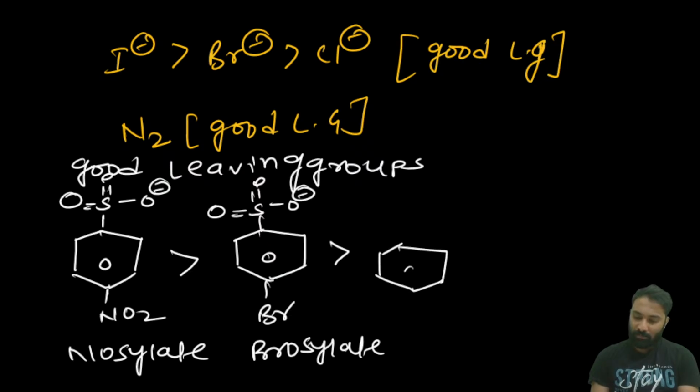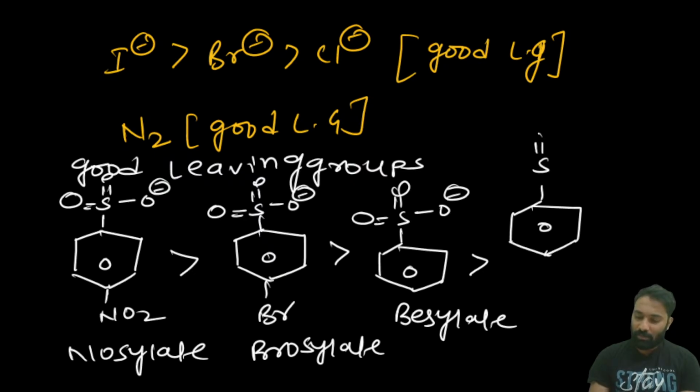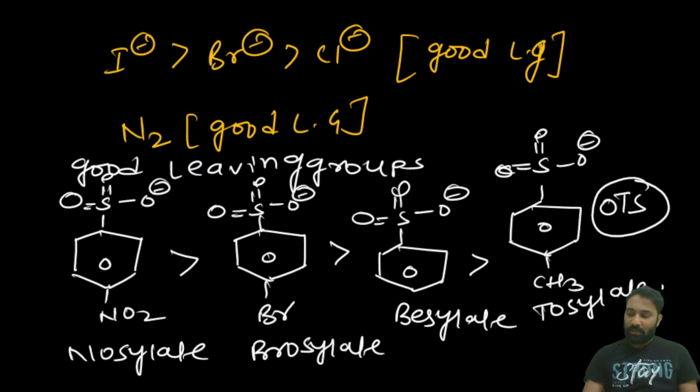Then next we have the basylate. Next one we have the tosylate. Clear? Now this one we call a tosylate. This is a good leaving group order. These good leaving groups also play a very important role. You have to remember this. Sometimes they will give you OTs in this manner also. OTs is also a good leaving group.